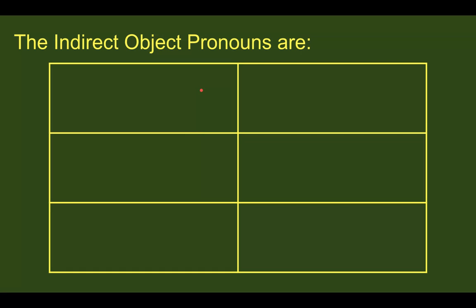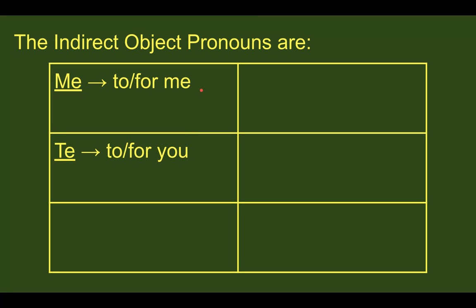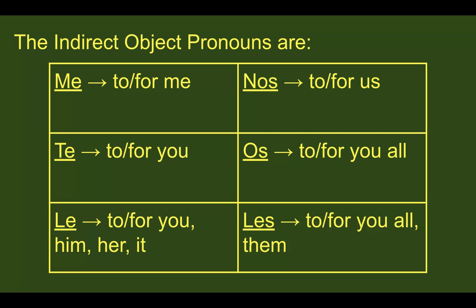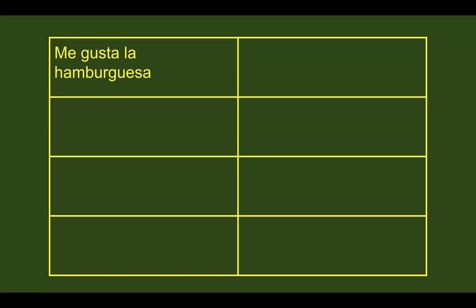So here's what they are: me, te, le, nos, os, and les. So here's some examples. Me gusta la hamburguesa. La hamburguesa is pleasing. The hamburger is pleasing to me. So the me means "to me." That's what that means in the sentence.